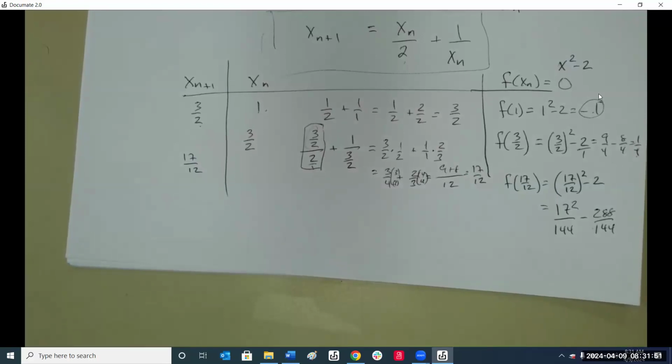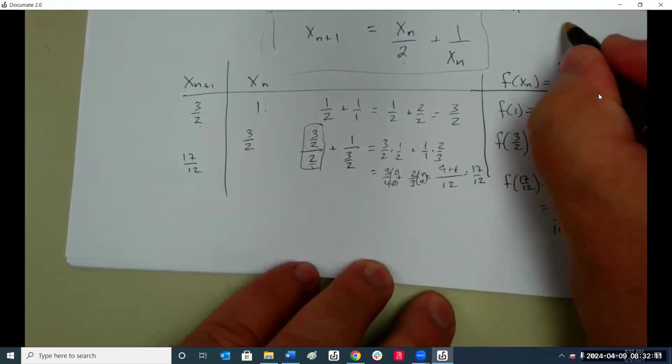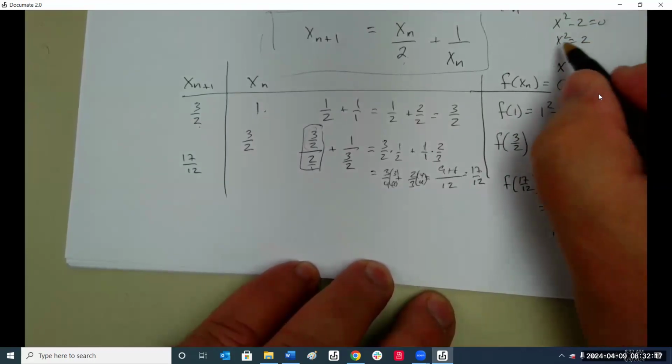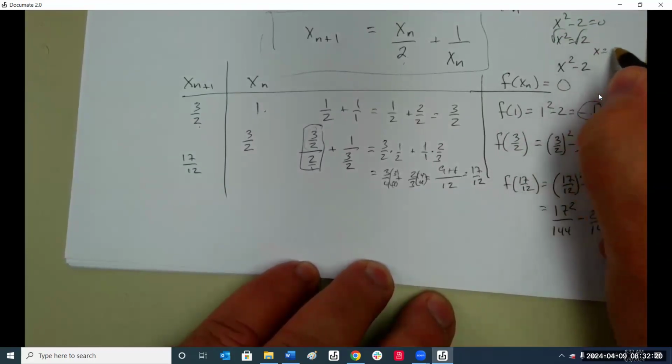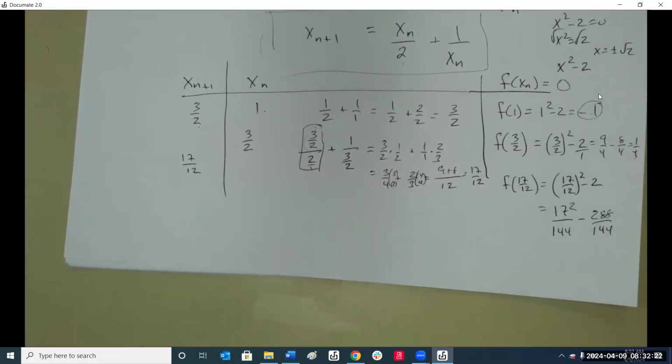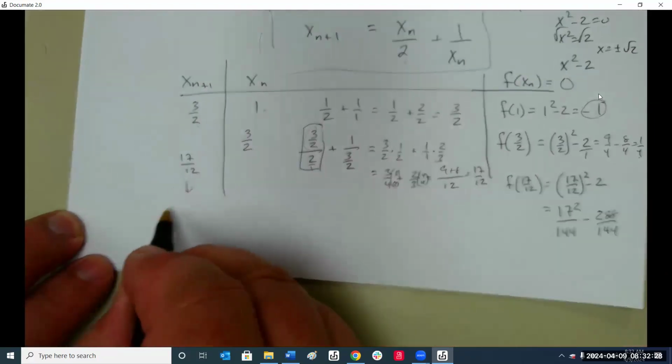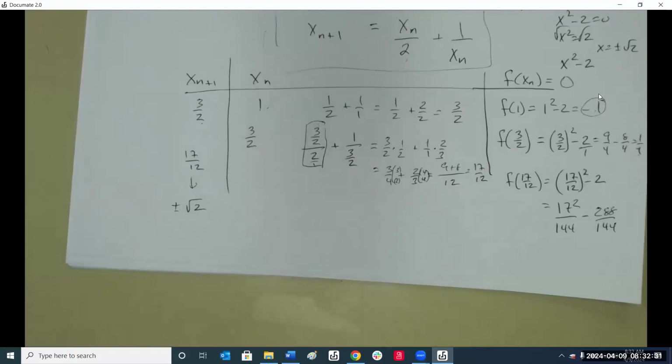If there's a formula for it, do it. But this method is used for equations, which there are a lot more equations that can't be solved by what we know already. So we have to use these iterative processes, which is why they were invented. If we wanted to, we could set this equal to 0. We get x squared equals 2. And the x-intercepts are going to be at plus or minus square root of 2. And that's what these values here are going to approach.